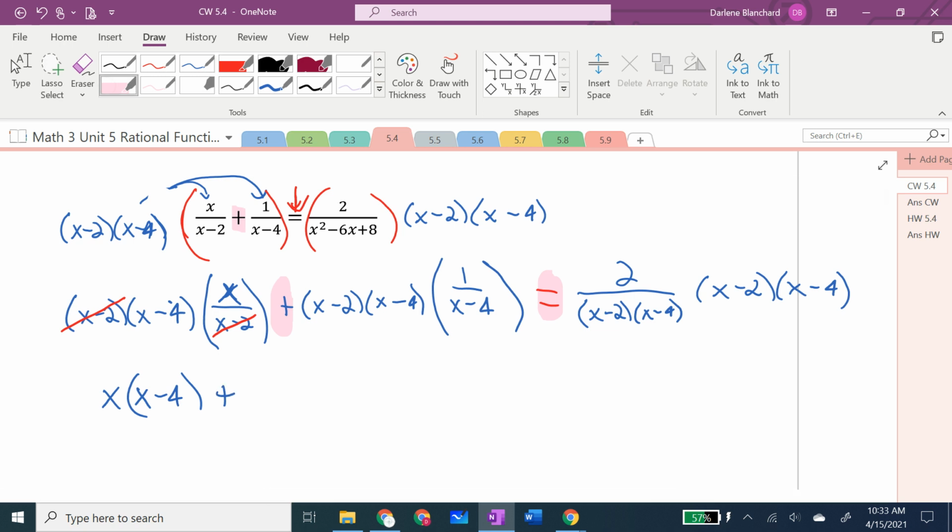Now I'm bringing this plus sign down, and now I look to my middle section. What can cancel? That denominator cancels with the x minus 4. What's still there? An x minus 2 times a 1. Don't need to write times 1. Then I've got my equal sign.